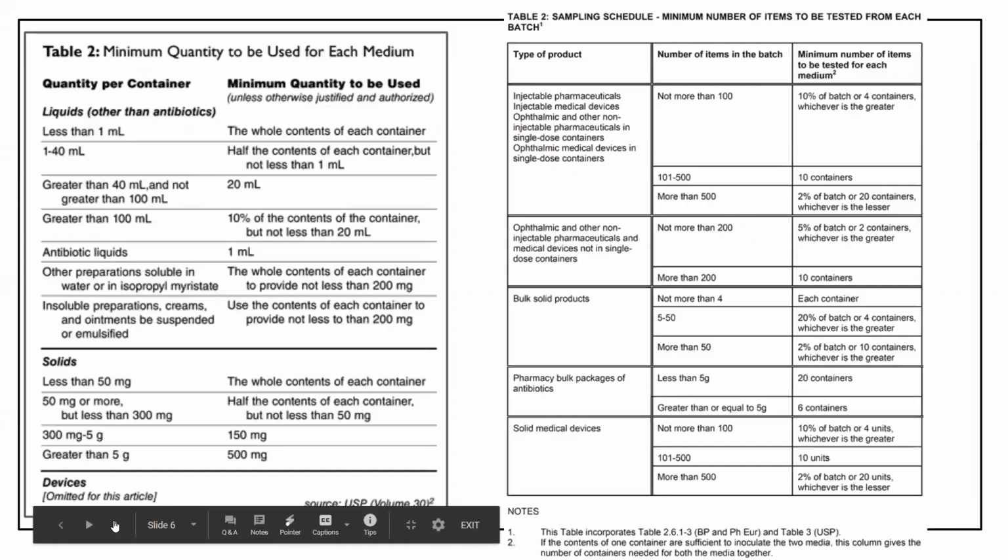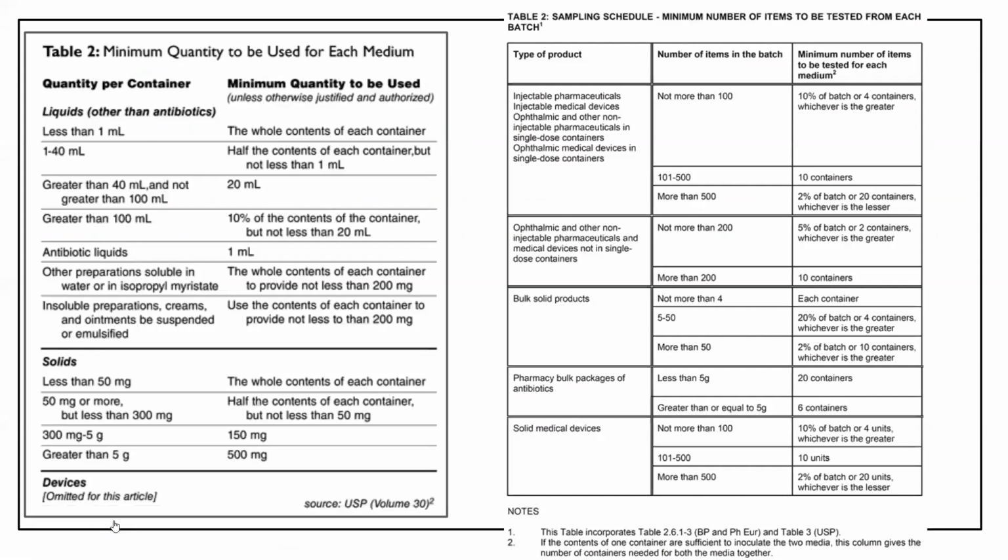So this is that table. On the left hand side, it shows the container capacity or the content of a container, and the minimum quantity to be used from each container for the sterility testing. Whereas the table on the right hand side shows the batch size of the sterile products, and from that particular batch how many containers should be taken as samples and tested for sterility. So these are the two tables, and according to these guidelines, the samples are removed and the sterility test is done.